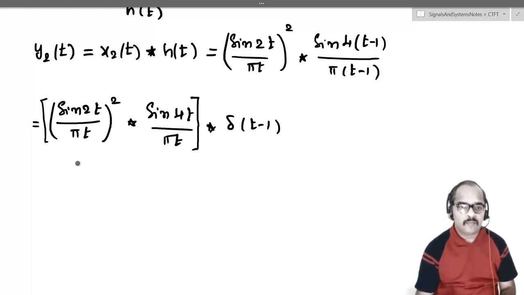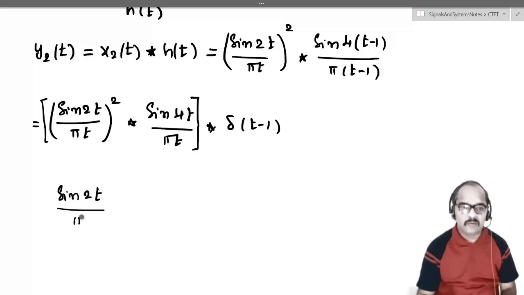Okay, so let us write down individually what are the corresponding Fourier transforms. (Sin 2t by pi t) whole square can be written as what?